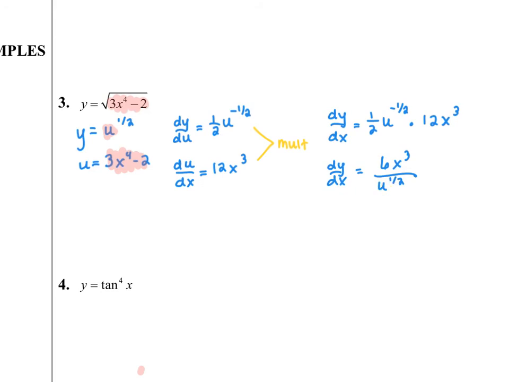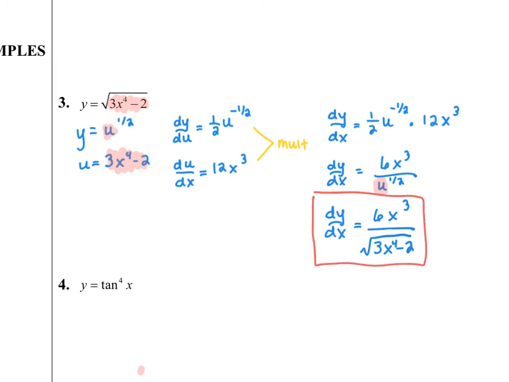And then my last move is to get this all in terms of x. So where I see that u, I'm going to go back over here to how I originally defined u and put that 3x to the 4th minus 2 in place of it. And I also took this back into square root notation when I did that.